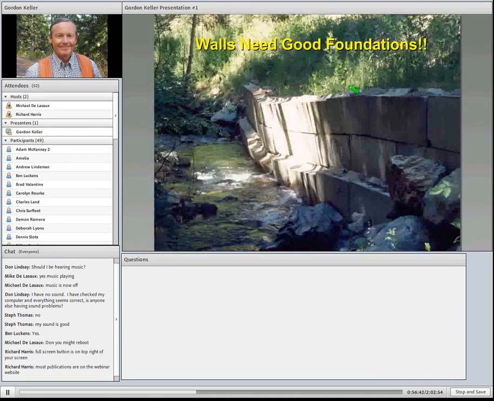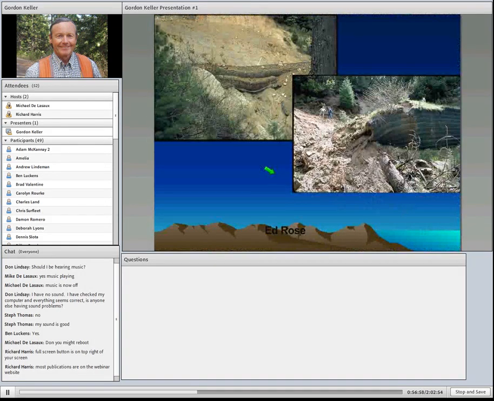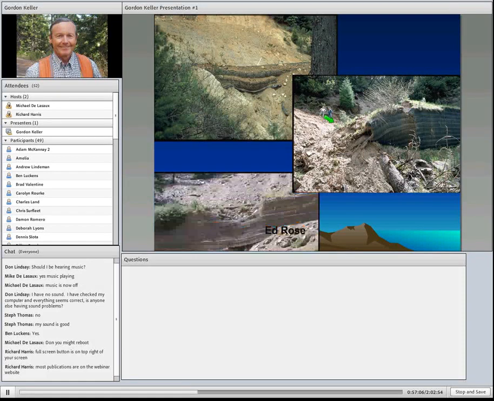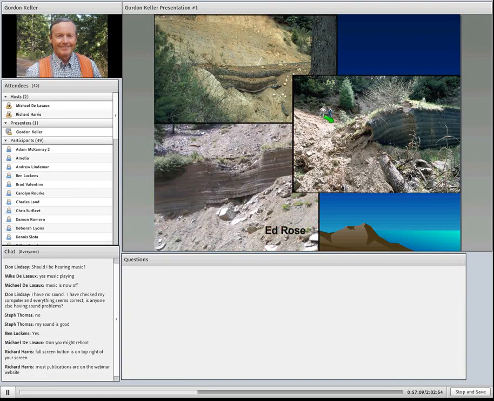The last thing I want to mention here is that walls need good foundations. Most of the retaining walls I've seen fail, and you don't want to see many of these things fail, failed typically because of a foundation problem down here. This was one with gabions that just weren't set deep enough. Here we had a foundation problem. Here Ed Rose had a foundation problem. So you've got to place them on something solid, or deep enough that they're not going to fail.